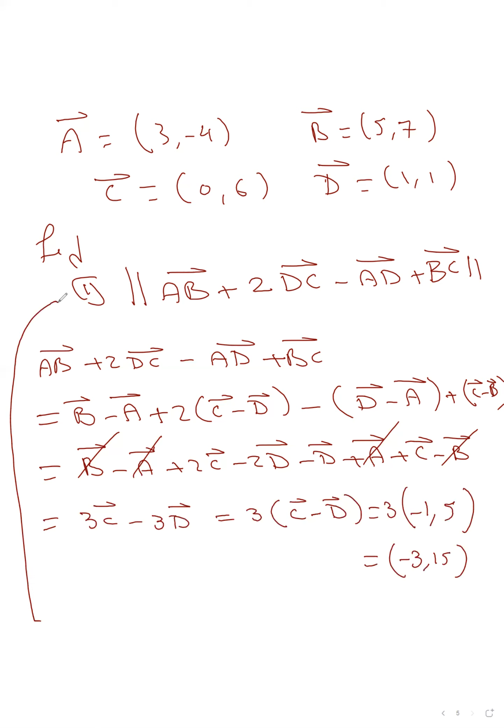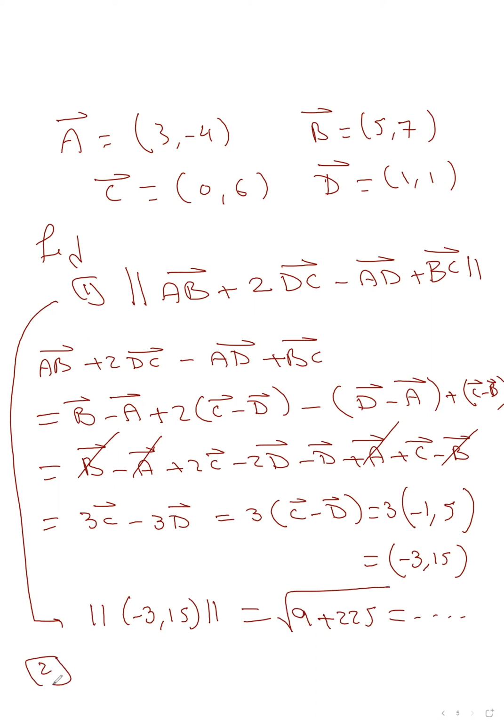So the norm of all this will be the norm of negative 3 and 15 equals the square root of 3 to the power of 2, which is 9, plus 225. This is number 1. Number 2, the norm of 2CB plus 3DA minus BD. Okay, find this norm, please. I'll give you 2 minutes also to find them.